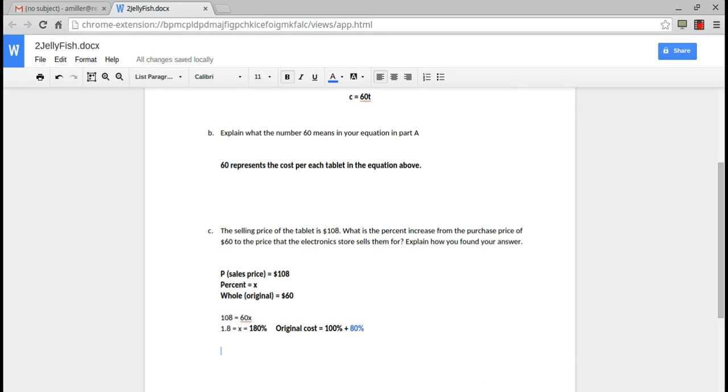So my answer would be, I'm going to go back to black. The percent increase from the purchase price to the sales price is an 80% markup.